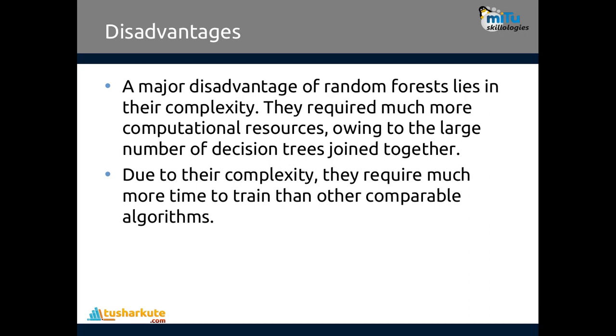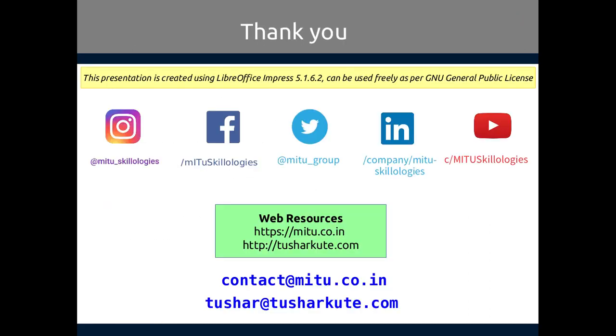Due to their complexity, they require much more time to train than other comparable algorithms. Okay, so these are the prime disadvantages that we need to keep in mind. Most of the time, random forest can provide more accuracy than the decision tree also. But the problem is that we need to sacrifice time. So we'll see all these things practically implemented. To simplify this, I'm going to use the same data set which I used for the decision tree algorithm also. So let's continue with our practical applications.